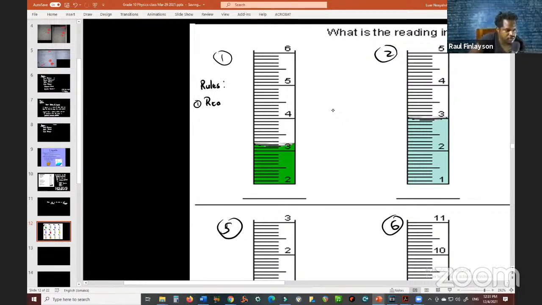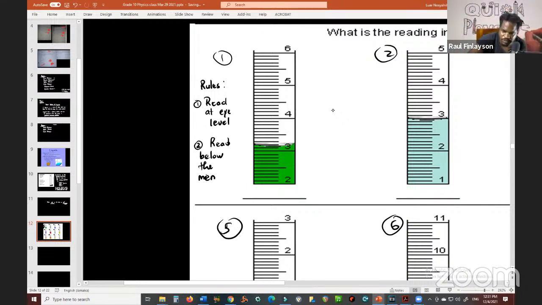All right. The first rule is that one, you're going to read at eye level. All right. Two, read below the what we call the meniscus.